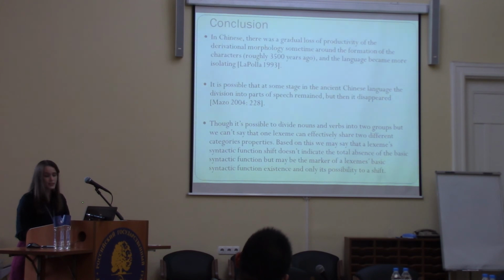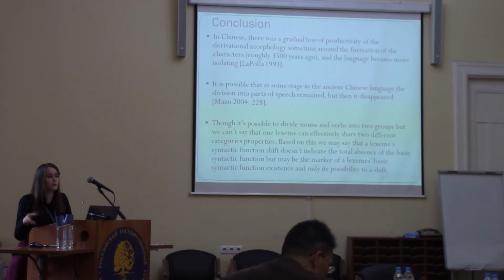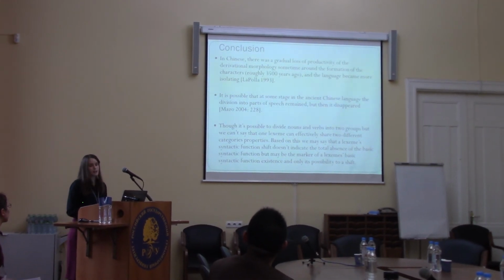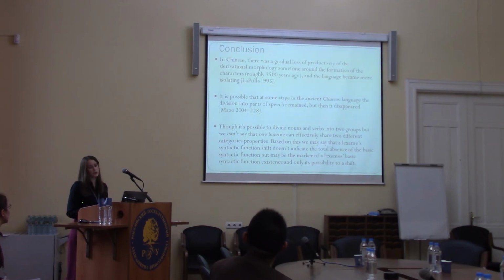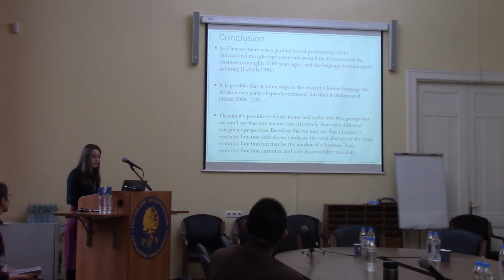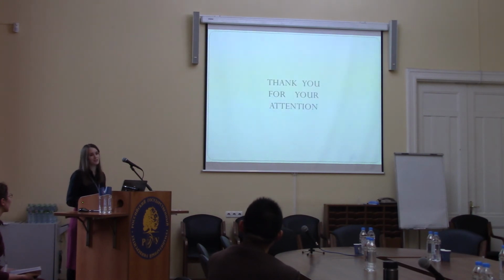And yes, it is possible to divide nouns and verbs into two different groups. We can say that there is a noun, and now it transforms into a verb, and we have no rules. It's ancient Chinese, we can do whatever we want. Now it is not so. We can say that one lexeme can effectively share two different categories' properties. And based on this, we may say, as I already said in the beginning of my speech, that syntactic function shift doesn't indicate the total absence of the basic syntactic function, but maybe the marker of the lexeme's basic syntactic function's existence and only its possibility for a shift. So these are the selected references. Thank you for your attention.